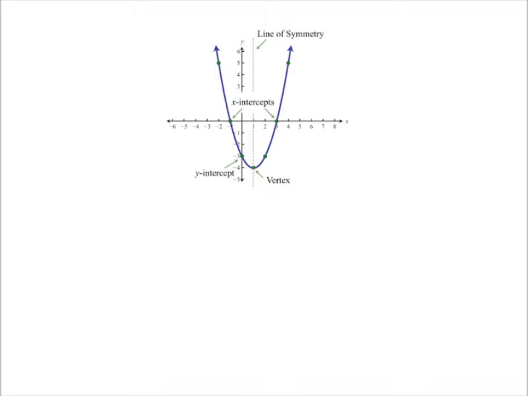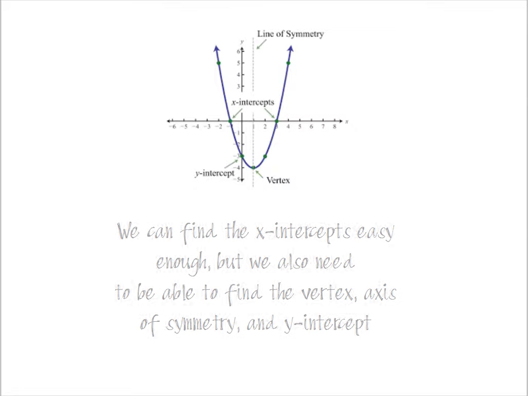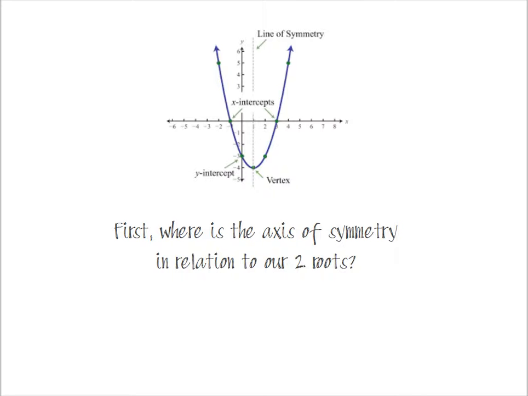So let's hurry and take a look at this parabola, right? You guys have graphed parabolas an awful lot by now. You know all the parts. And thanks to factoring, we can find the x-intercepts easy enough. But from factored form, we also need to be able to find the vertex, the axis of symmetry, and the y-intercept. Let's take a look.